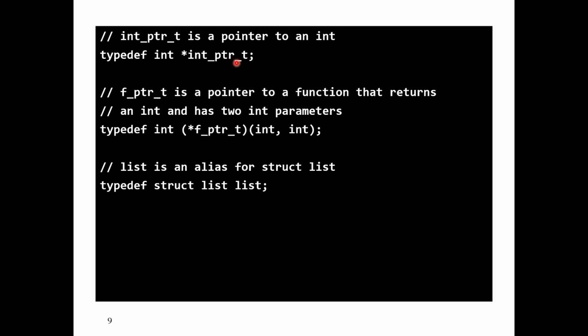So int pointer t, that's my alias, right? So anywhere I use the name int pointer t, I'm actually saying that's a pointer to int. So that's actually an int star. I'm going to show you an example of that in a second.